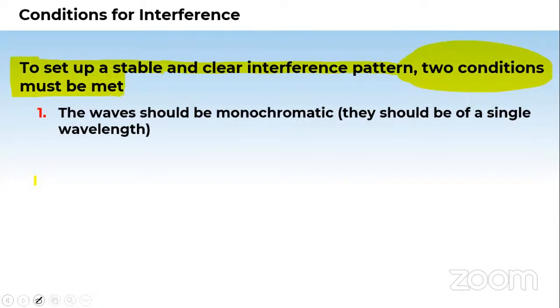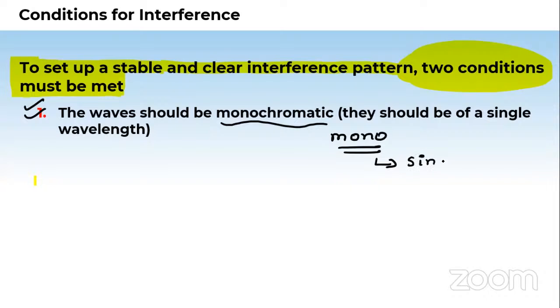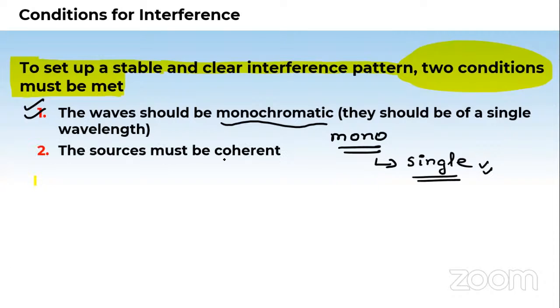This is the first condition. The waves should be monochromatic. What does it mean? Monochromatic matlab they should be of single wavelength. Mono matlab single. Second, the sources must be coherent. Coherent matlab, what do you mean by coherent sources? That also we'll understand now in the next slide.